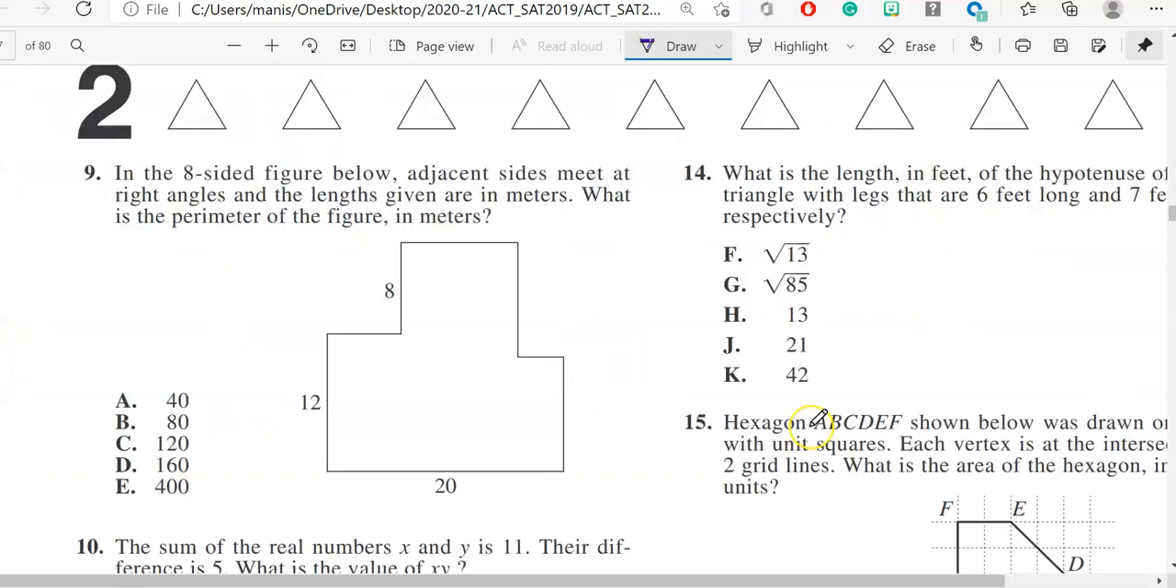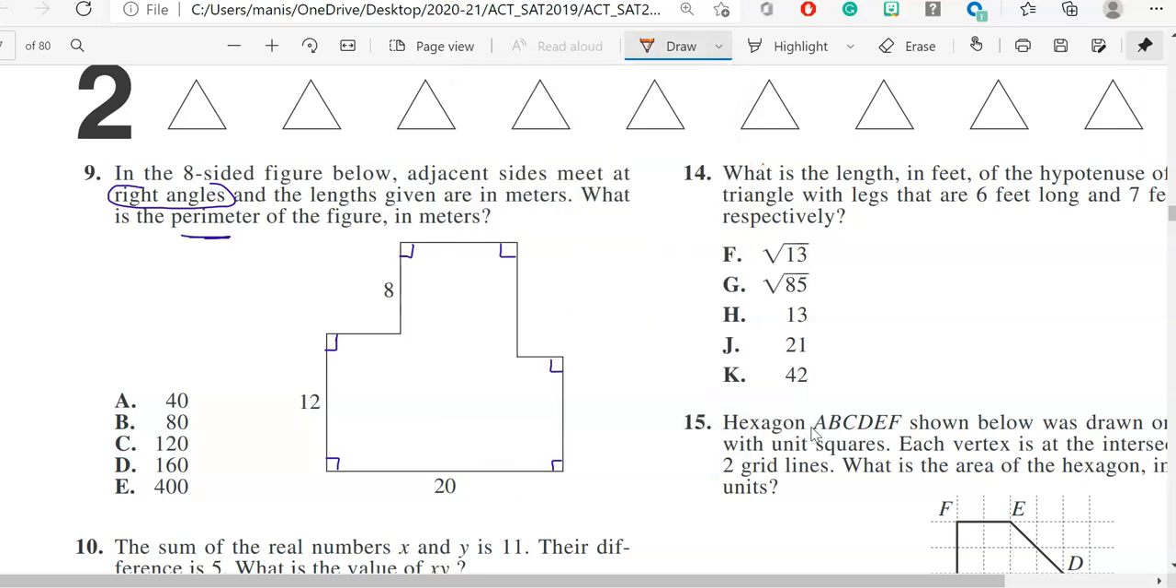In the 8-sided figure below, adjacent sides meet at right angles. Now the keyword over here is right angles. They are saying these adjacent sides meet at right angles. This happens when we have a shape which is a rectangle or a square. So this is 90 degrees over here. What is the perimeter of the figure in meters?